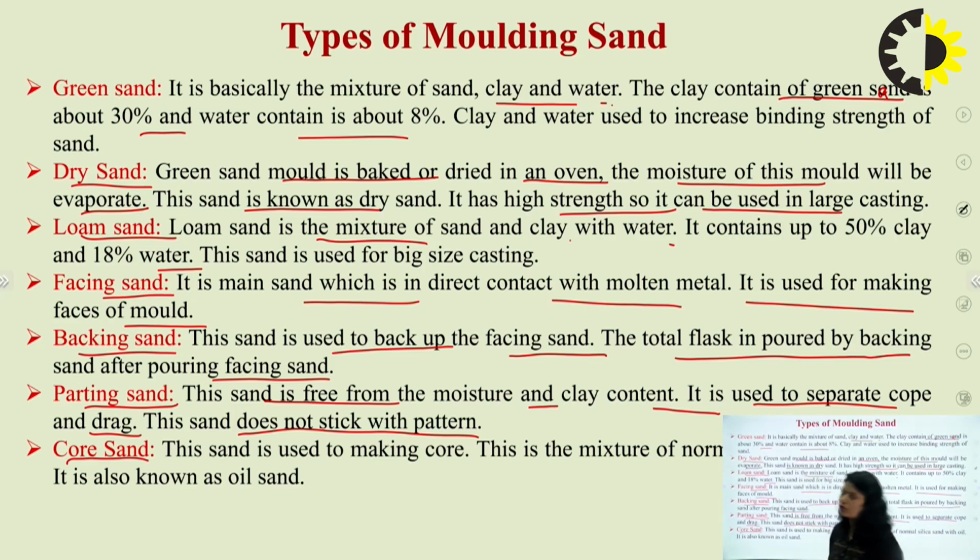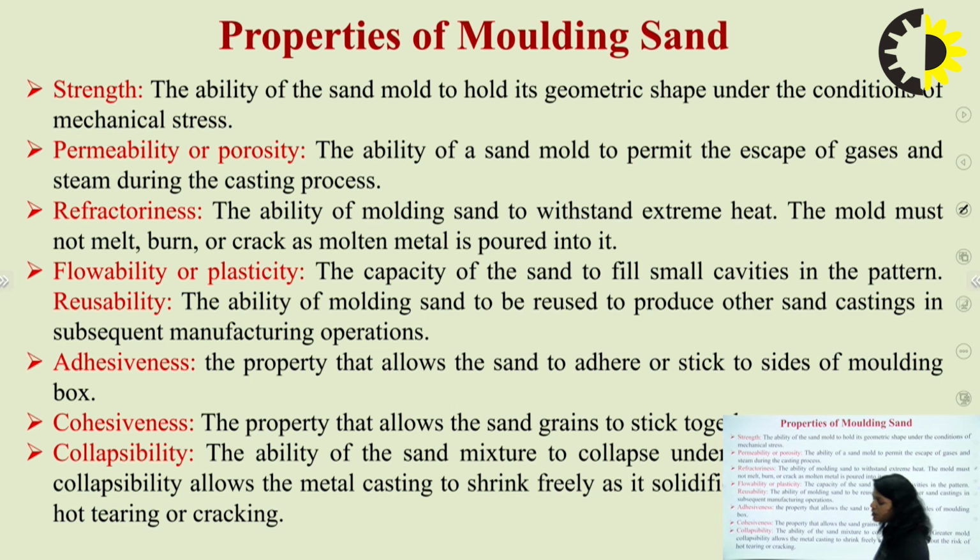Core sand: if we want to control the internal cavity, then we use the core, and for making this core we use the core sand. It is basically a mixture of normal silica sand with oil, and that's why it is also known as oil sand. Clear? Then we should have the different properties in the molding sand.